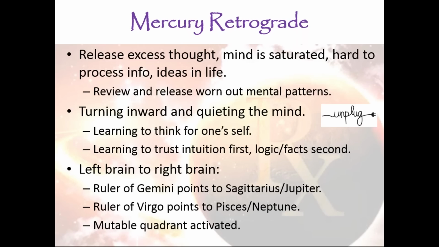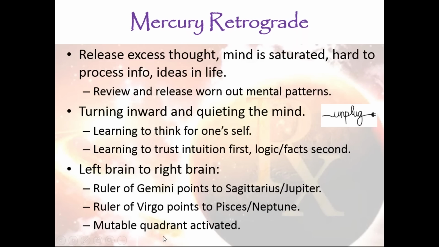electronica. Again, you're learning to think for yourself, and you're wanting to learn to trust your intuition first, Sag, and let logic and facts follow through second, Virgo, Gemini. When Mercury's retrograde, the left brain is pointing to the right brain. And we know this because Mercury's rulership of Gemini points to the polarity Sag and its ruler Jupiter. Mercury's rulership of Virgo points to the polarity Pisces and ruler Neptune. These are conscious beliefs and our deepest layers of unconscious beliefs.